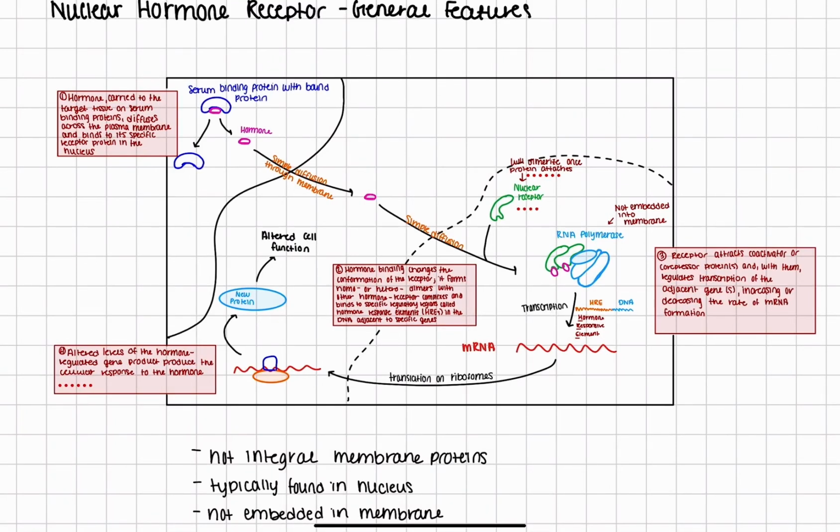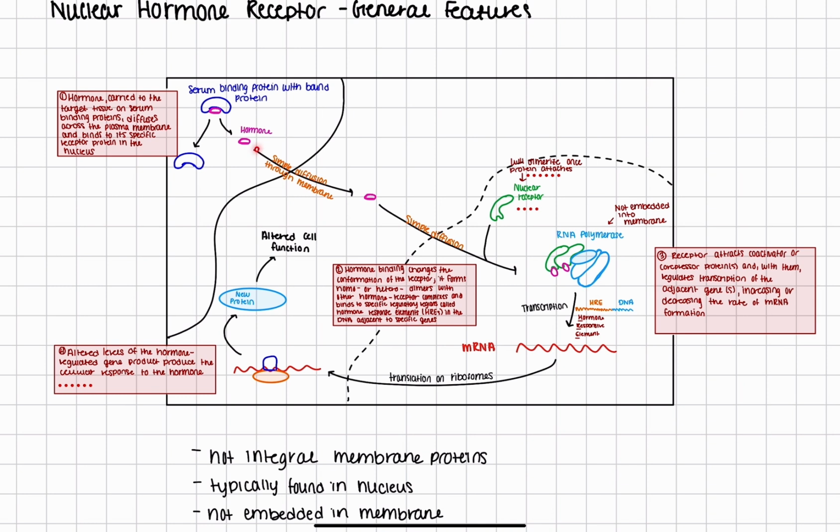We're going to talk about nuclear hormone receptors, just in specific general features and structure and function of them. So first, we're going to have a hormone. This hormone is going to be carried to the target tissue on a serum binding protein, which allows it to diffuse easily across the plasma membrane and bind to its specific receptor protein inside the nucleus. So it's going to travel through the blood on the serum binding protein.